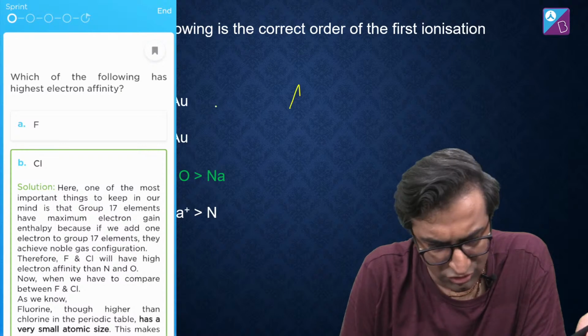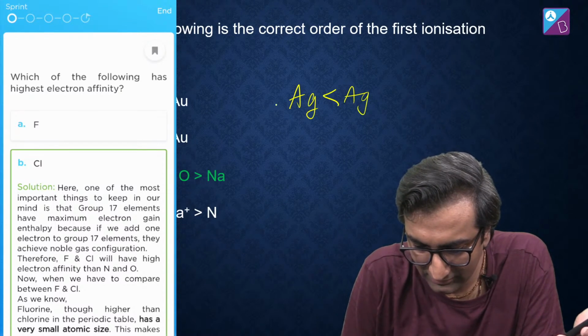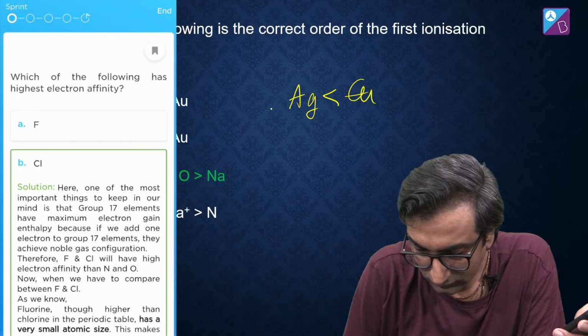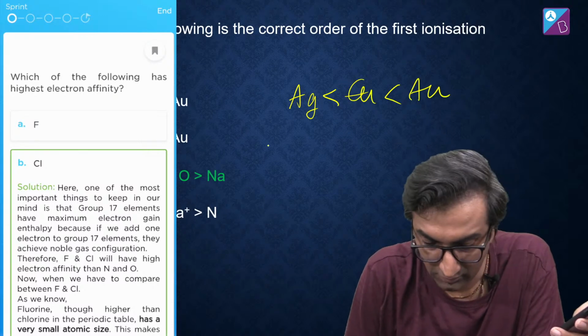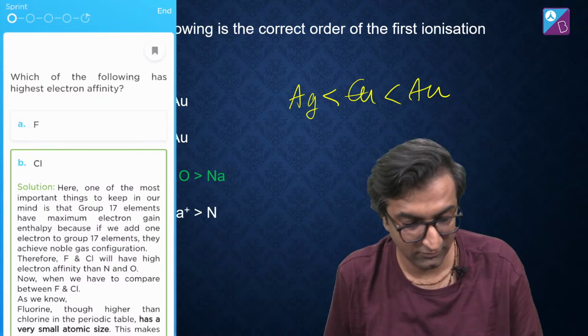Sorry, Shoro. Silver is lower than AG and copper. Sorry, AU. Yeah, you're right. I think it should be A and C both there. Sure. Okay, cool. Let's move ahead.